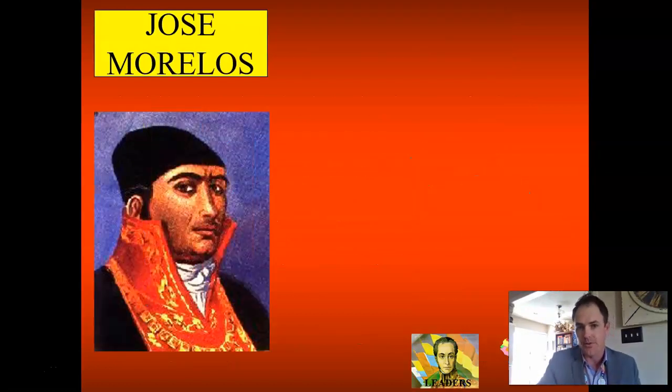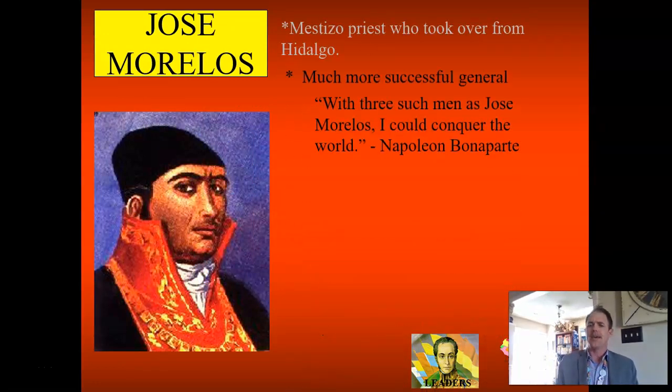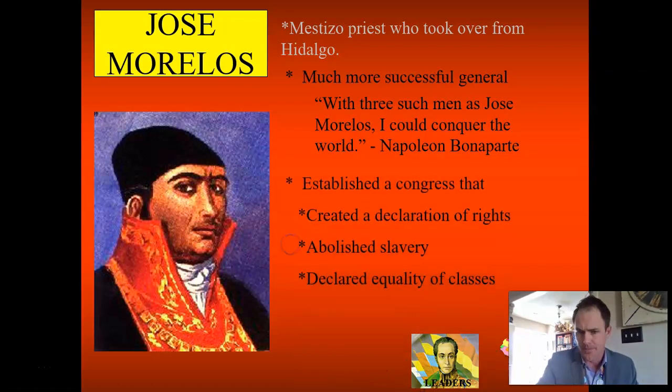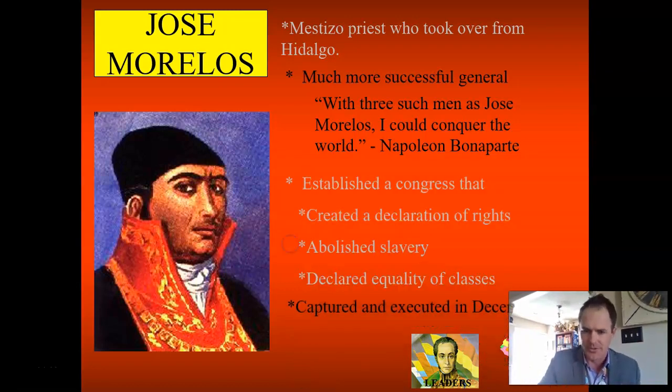Another priest by the name of Jose Morelos takes over, and Napoleon considered him a great general, right? He says, with 3 such men as Jose Morelos, I could conquer the world. So he's able to establish a Congress that creates a Declaration of Rights, abolishes slavery, declares equality of classes. If that sounds a lot like what happened in the French Revolution, that's because we're tracing the influence of the American and French revolutions in the Latin American revolutions. All right. Sadly, he is captured and executed in December 1815, but Mexico does in fact win its independence.